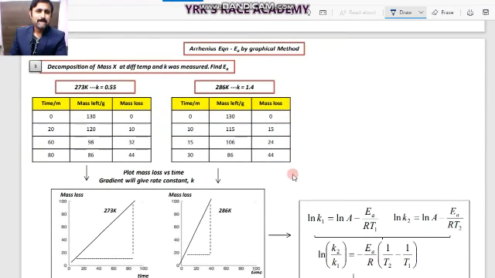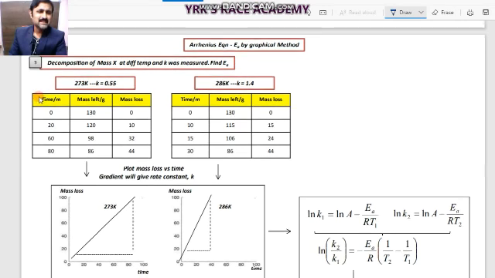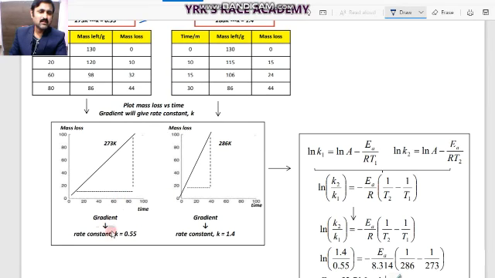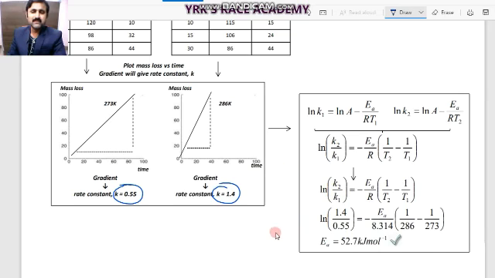Now take the Arrhenius equation problem: decomposition of X at different temperatures and k was measured, then find the activation energy. See, at 273 Kelvin we have k value 0.55, and at 286 Kelvin the k value 1.4 is given. This data information is easily collected and a graphical representation drawn. The rate constant we got is 0.55 in this case and 1.4 in the other case, and these two values are substituted along with their corresponding temperatures. We got the activation energy value 52.7 for this problem.